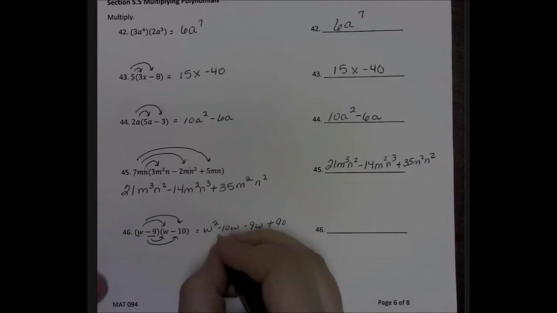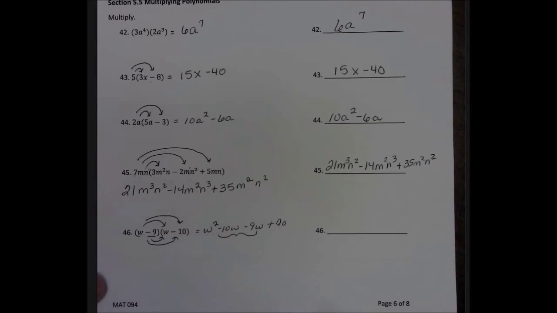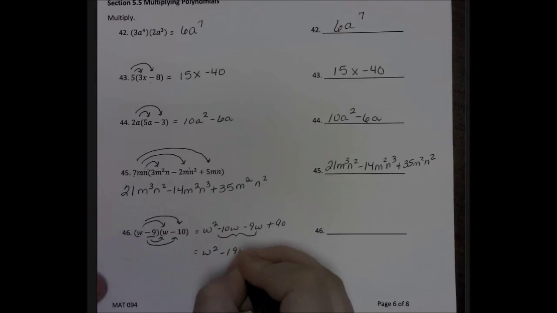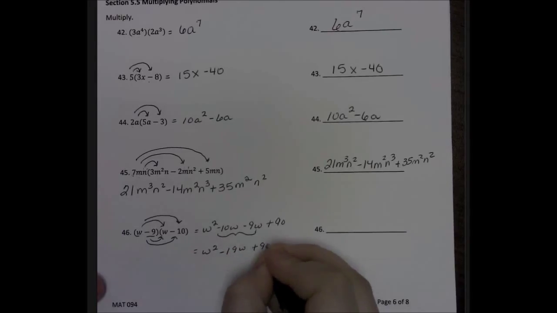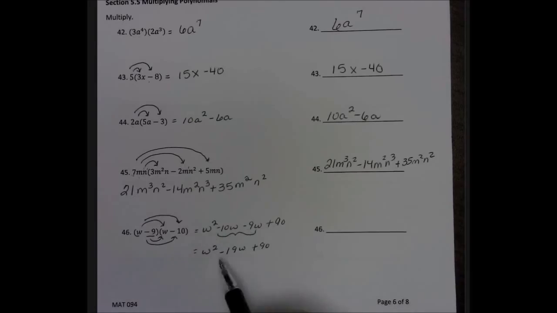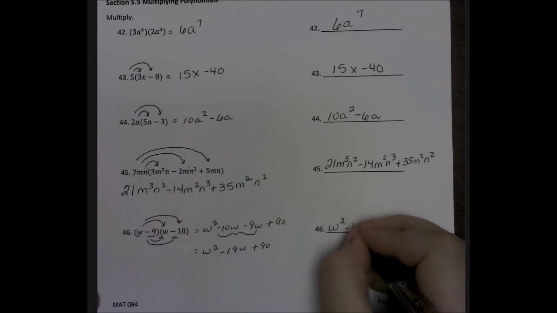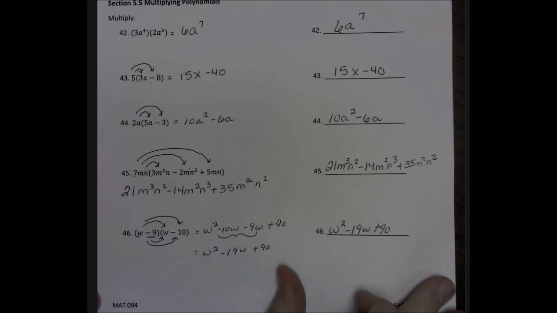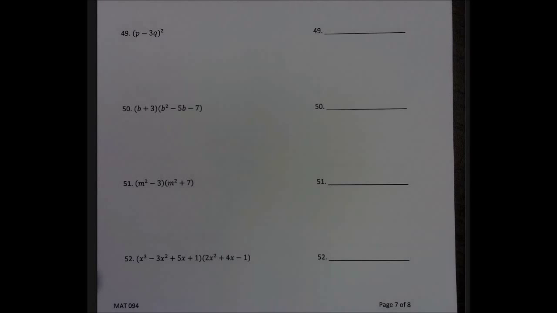Now I can combine these two middle terms to get W squared minus 19W plus 90. Remember, because negative 10 minus 9 is negative 19. That concludes page 6 of the study guide.